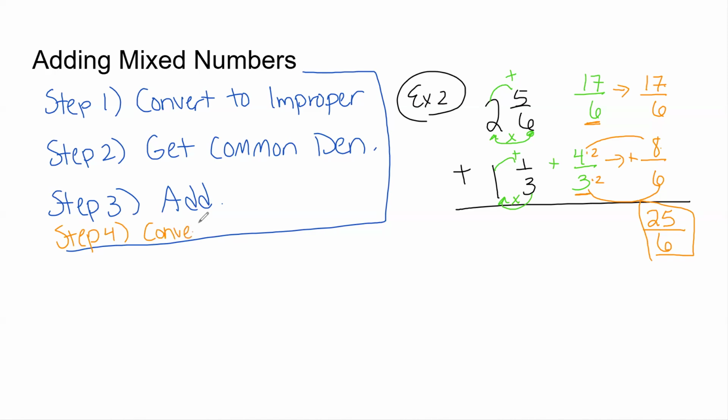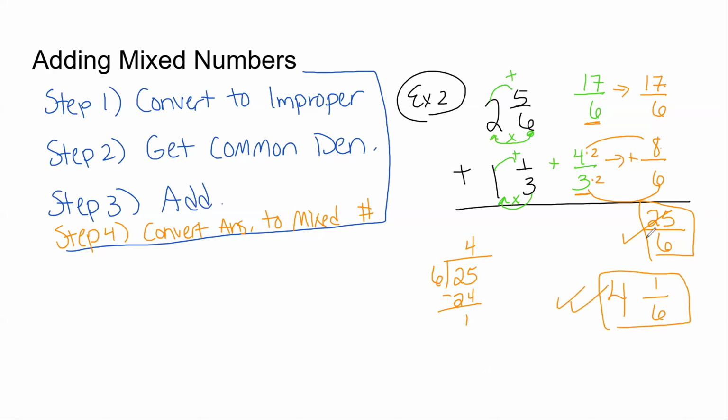convert answer to mixed number. And again, the improper is right, but since it was given to us as a mixed number, we should probably put it back. So we're going to do 25 divided by 6, goes in 4 times. And there's our remainder. So that would be a whole number of 4, numerator of 1, keep the denominator. That's probably the answer they're looking for there.